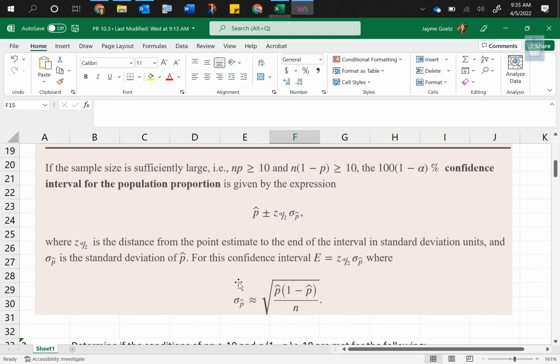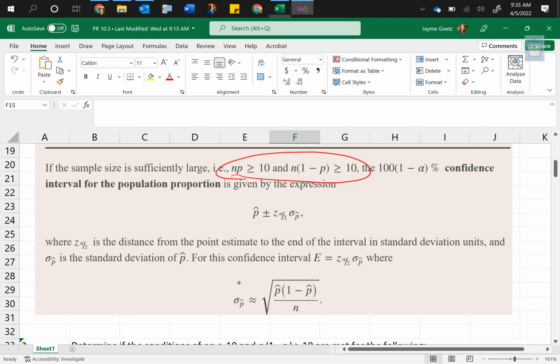So if the sample size is sufficiently large, now with sample means, to figure out if the sample size was sufficiently large, we had to look at if the sample size was greater than 30, right? This is not the same. When dealing with proportions, to determine if the sample size is sufficiently large, we have to take our N value times our P value. It has to be greater than or equal to 10. And, not or, N times the quantity of 1 minus P, which don't forget, sometimes we call 1 minus P, Q. So N times Q is greater than or equal to 10. The sample size has to meet both of these criteria to be considered sufficiently large.